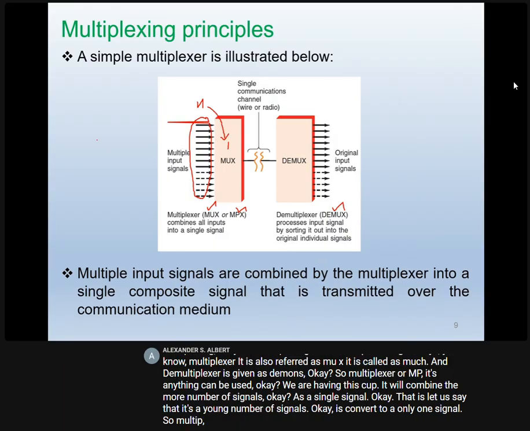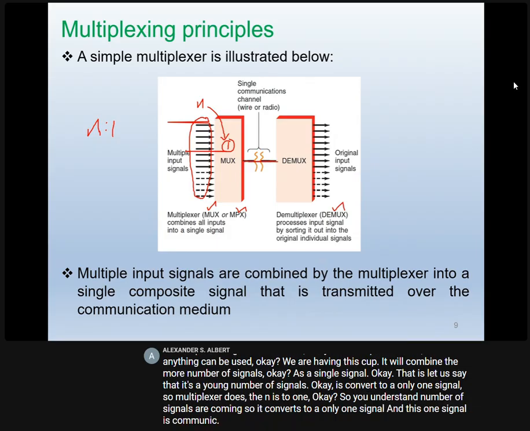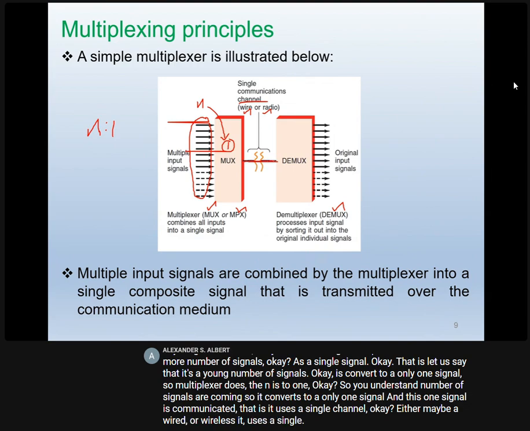So the multiplexer does n is to 1. Here n is the number of signals coming in, and it converts them to only one signal. This one signal is communicated, that is, it uses a single channel, either wired or wireless.